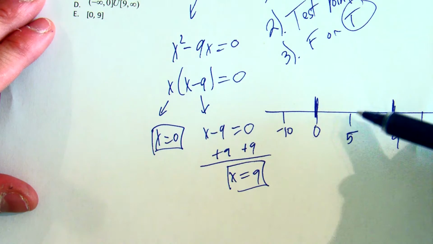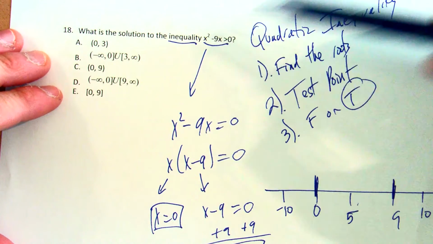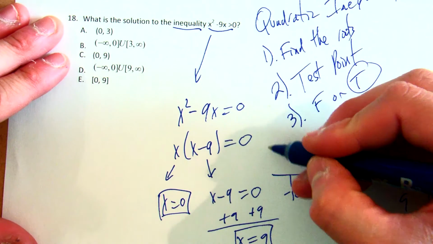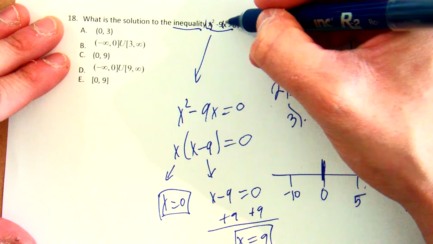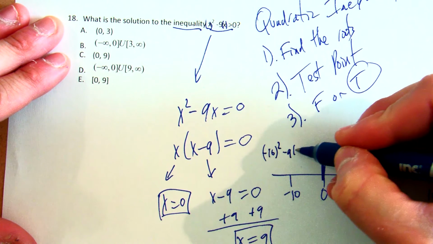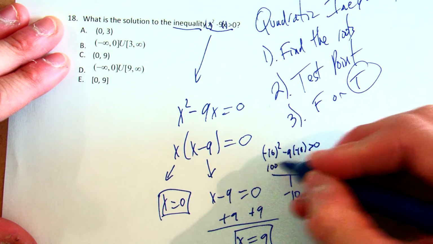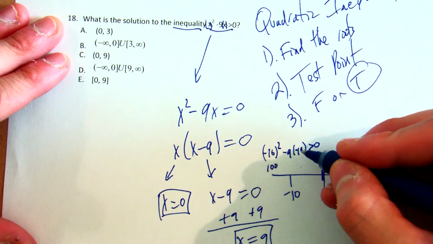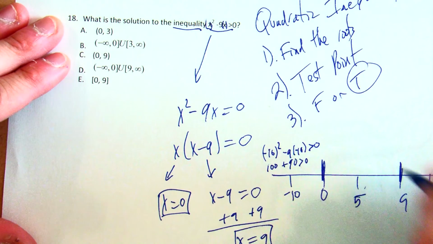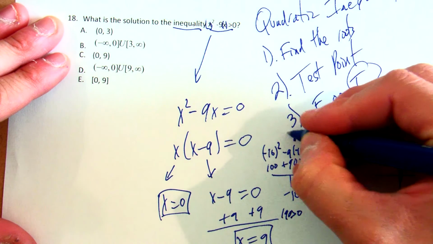When you plug them in, you plug them into the original inequality, and you're looking for true, false, or true. So with negative 10, you get negative 10 squared minus 9 times negative 10, theoretically greater than 0. That's 100, and 9 times negative 10 is positive 90. That's clearly true, because 190 is clearly greater than 0. So this is true here.